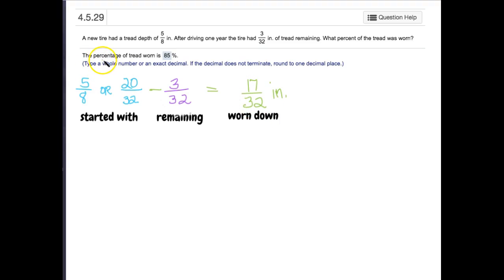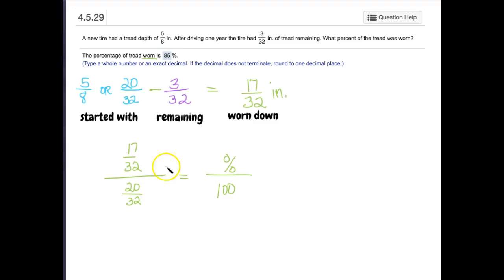We want to know not the fraction of that, but the percentage of the tread worn. So we want to take the part that we're interested in, the part that is worn, 17/32, and we put that over the whole. So this is the part that we're looking at, the part that wore down, over the whole. And you could put 5/8 under here. I'm just going to keep the common denominator version, the 32nds, that's the same as 5/8. And I want to know that's equal to what percent over 100.